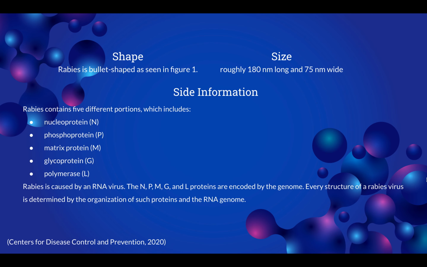The shape of rabies is a bullet shape seen in figure 1, and the size is roughly 180 nanometres long and 75 nanometres wide. Some side information is there's 5 main parts of rabies. The RNA virus that causes rabies is responsible for the disease. The arrangement of such proteins in the RNA gene dictates every structure of the rabies virus.